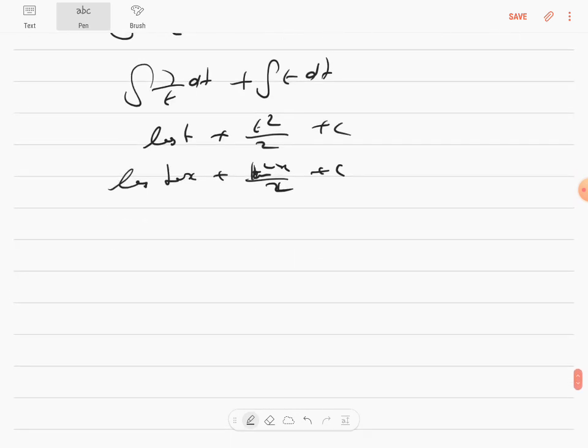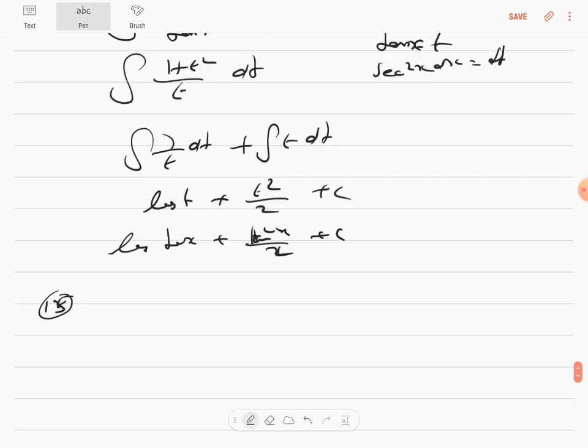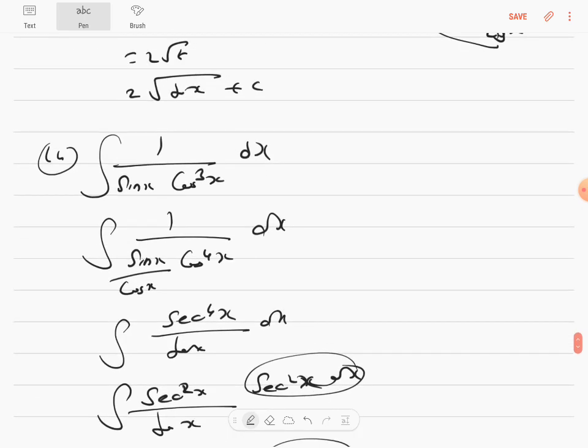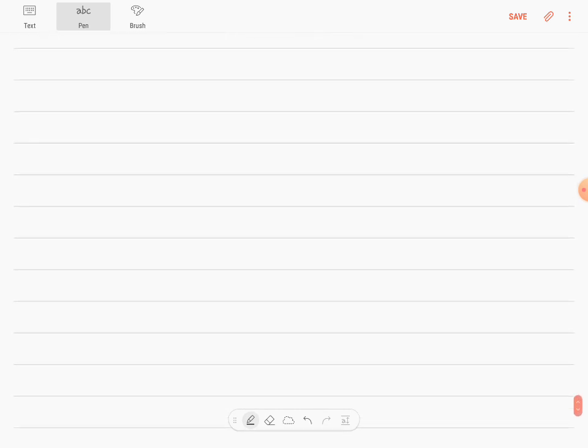So next, this is the 14th question, so let's go to the 15th question. What can I say for the 15th question? 1 by sin x into cos cube x. Yeah, the most important sum, a very different kind of manipulation will be involved.